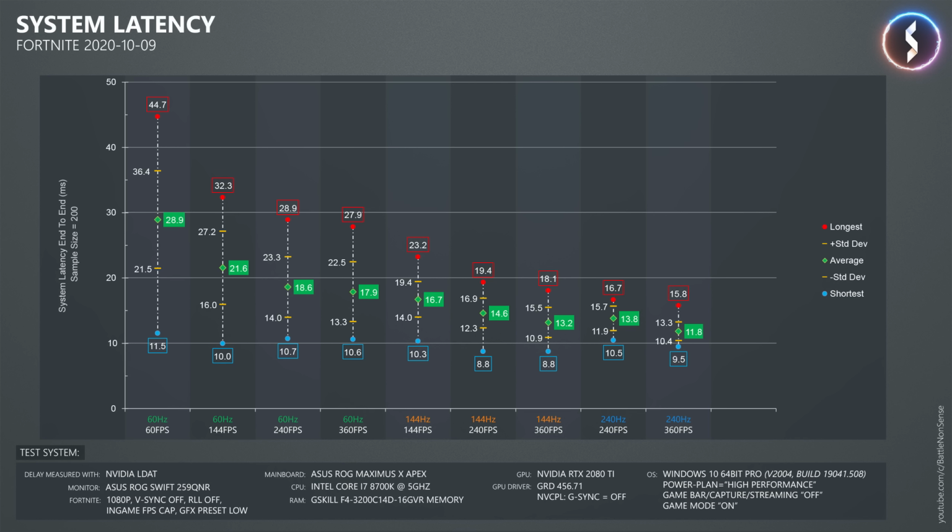And as expected, 360 FPS at 360 Hz, which is the fastest refresh rate you can get right now, provides the lowest and the most stable system latency in these tests. So as these results show, you can further reduce system latency by increasing the frame rate past the refresh rate of your display, though you will get tearing then.